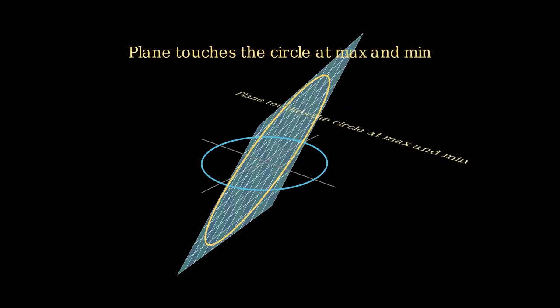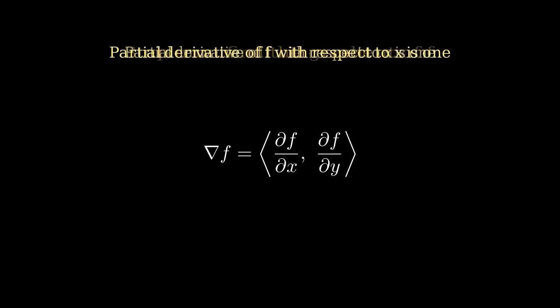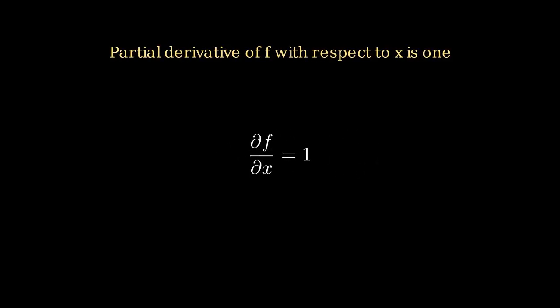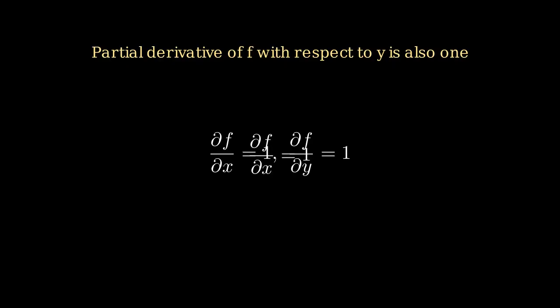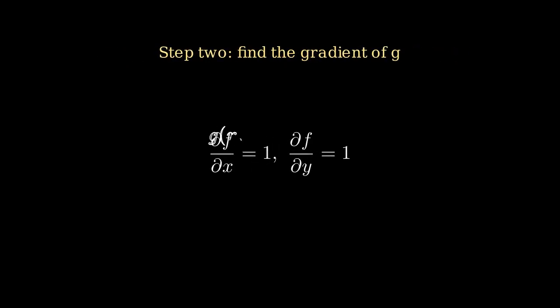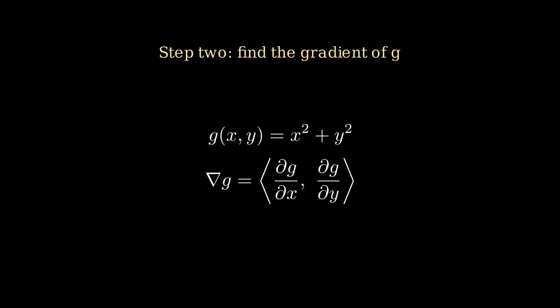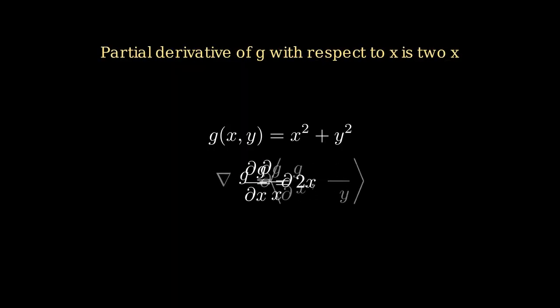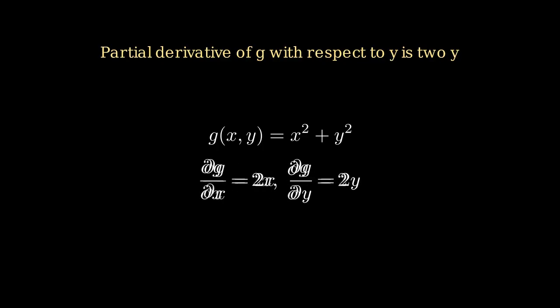The maximum and minimum will occur exactly where the plane's flattest direction just touches the circle, so let's find those touching points algebraically. First, we find the gradient of f. The partial derivative of f with respect to x is 1. The partial derivative of f with respect to y is also 1. Next, we find the gradient of g, where g of x, y equals x squared plus y squared. The partial derivative of g with respect to x is 2x. The partial derivative of g with respect to y is 2y.